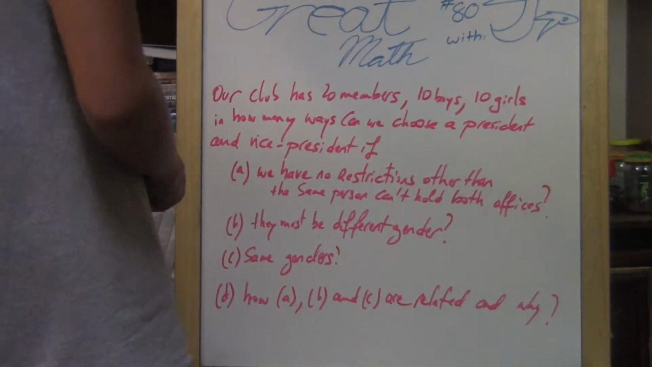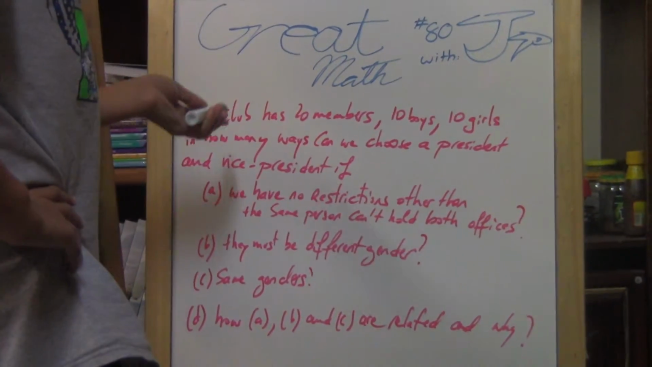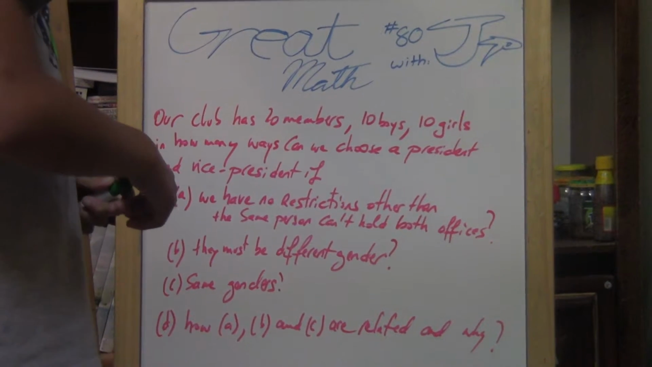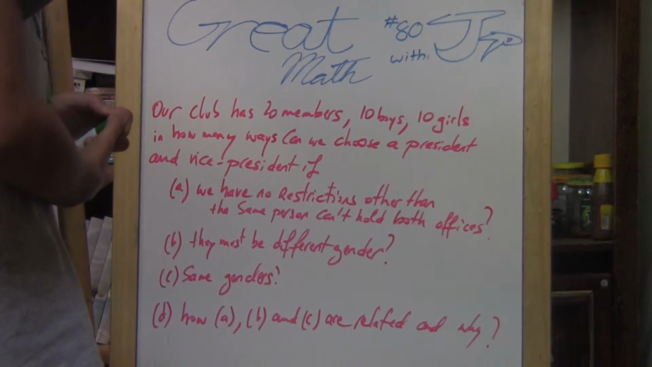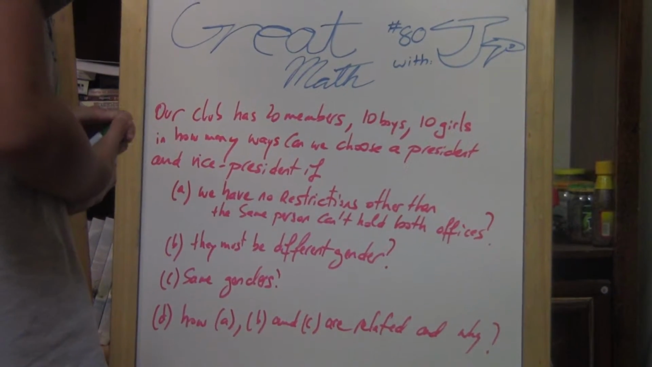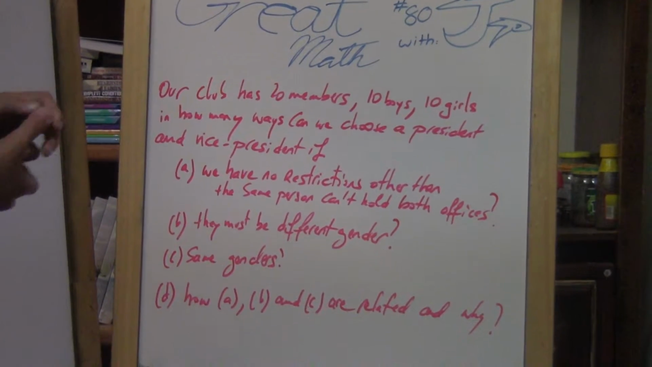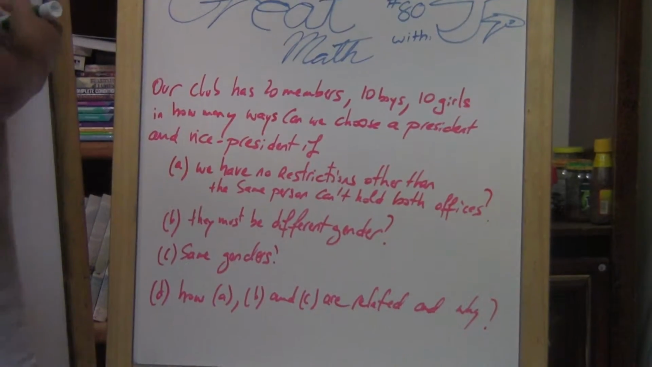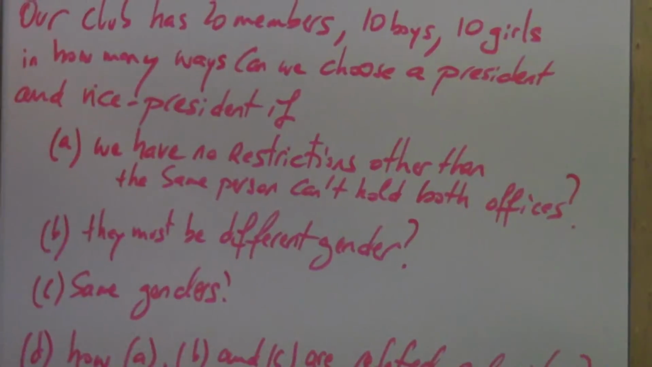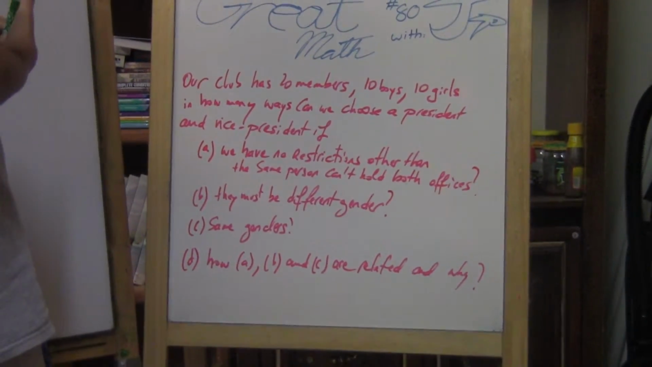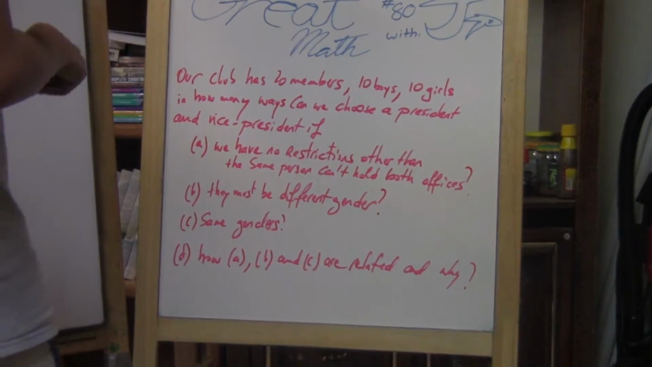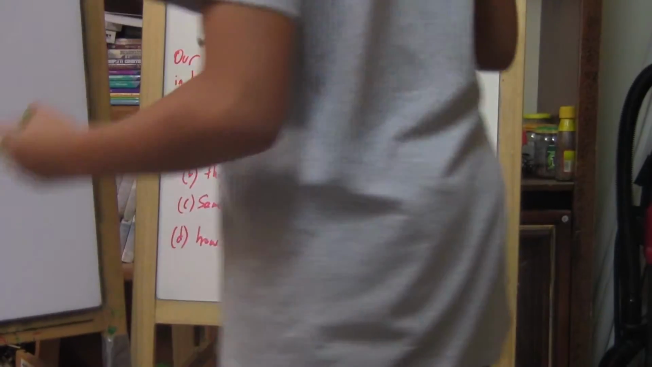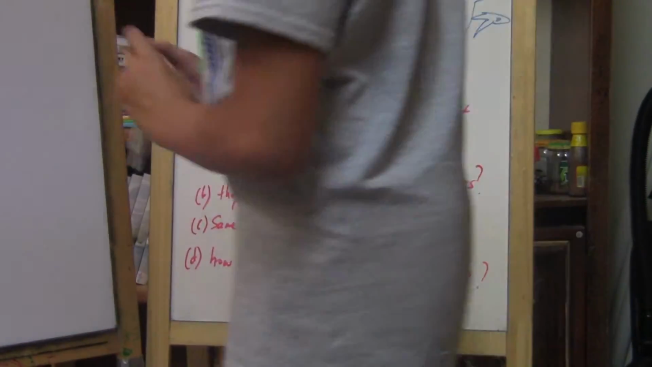Now, it says here, our club has 20 members, 10 boys and 10 girls. In how many ways can we choose a president and a vice president if A, we have no restrictions other than the same person can't hold both offices, B, they must be different gender, or C, if they're the same gender. And D, we'll get to that. That's kind of the trick question part. So let's get started with A.